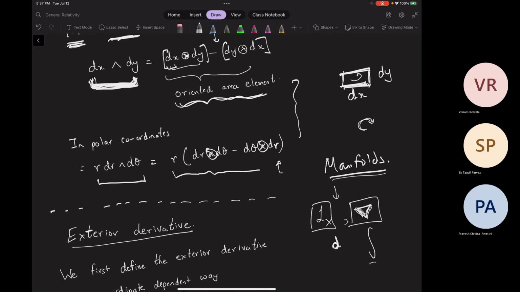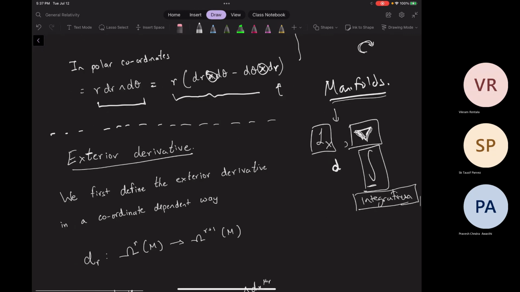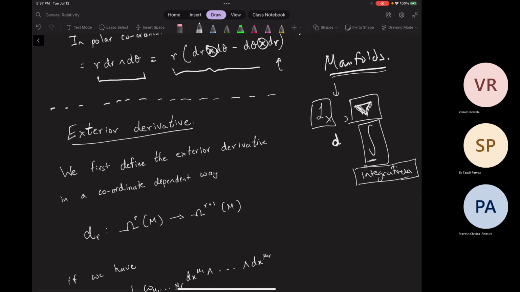That is something I told you we will look at later, which is how you define integration on manifolds. To define integration on manifolds, you need to talk about these objects, these differential forms, which is why we've introduced them. But the integration we'll only see in a later class, how to use them for integration.